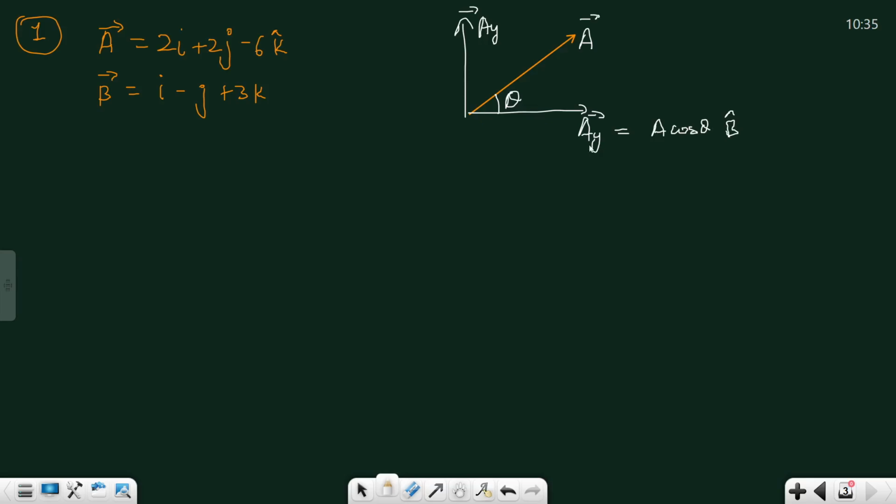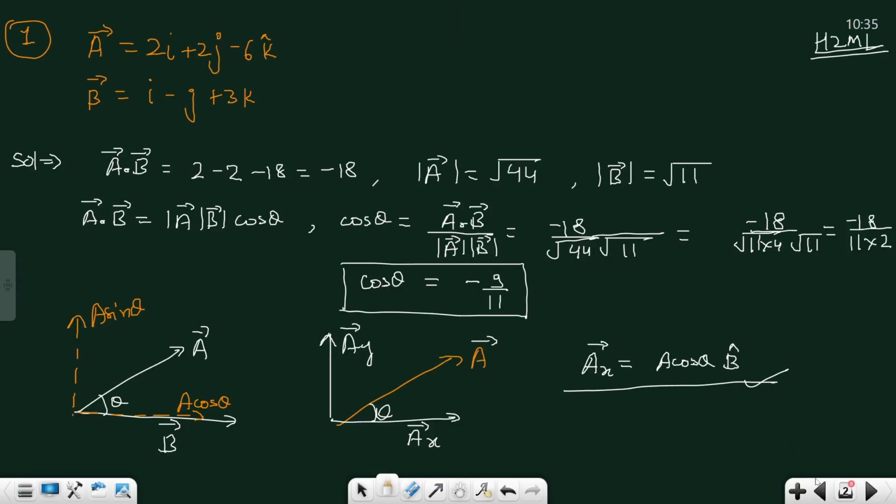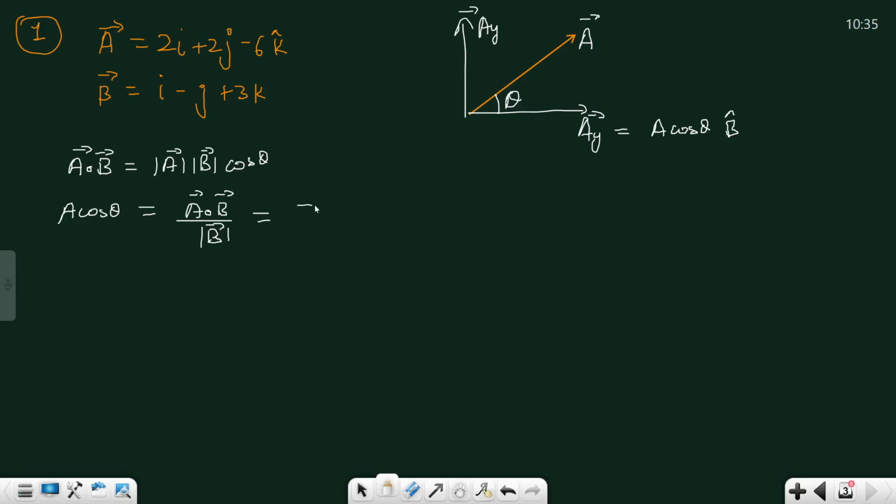So how will you get A cos theta? A dot B is equal to AB cos theta. So you will get A cos theta. You can simply write A cos theta as A dot B divided by the magnitude of B. Clear? This is the A cos theta. So it will be A dot B, which was coming -18, and the magnitude of B was root 11.